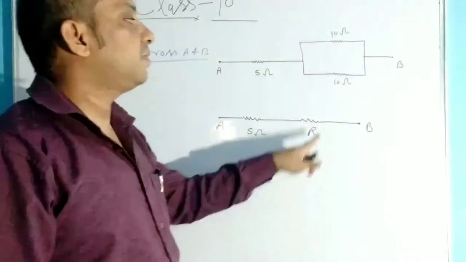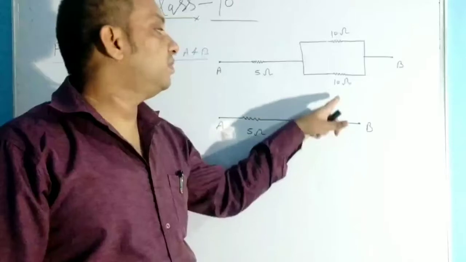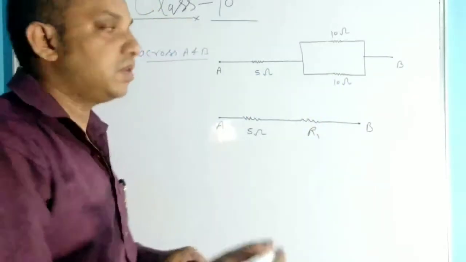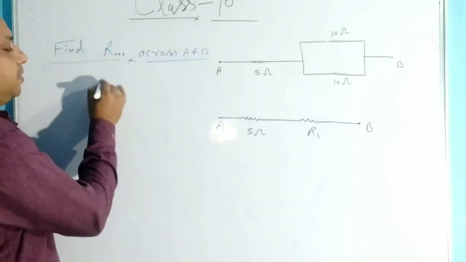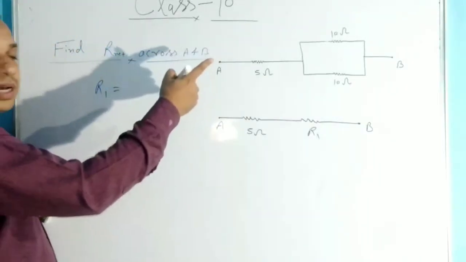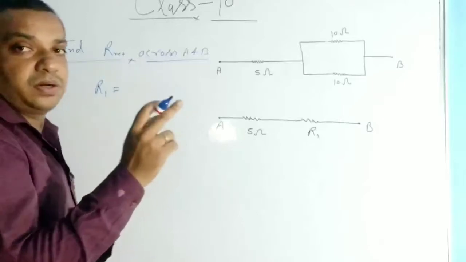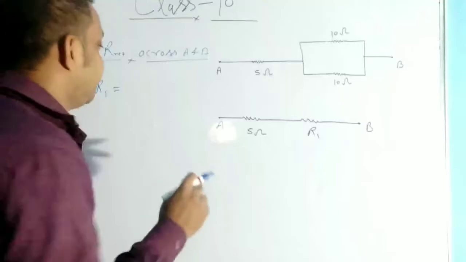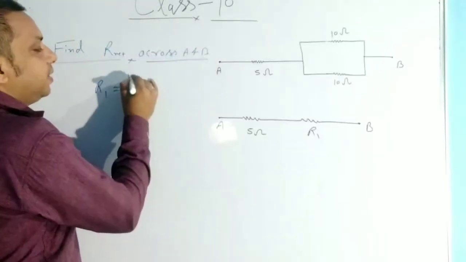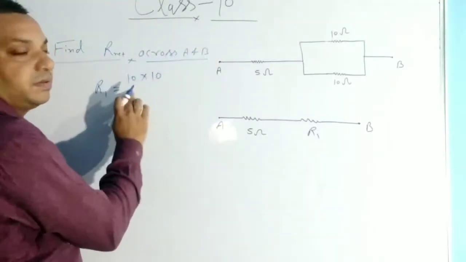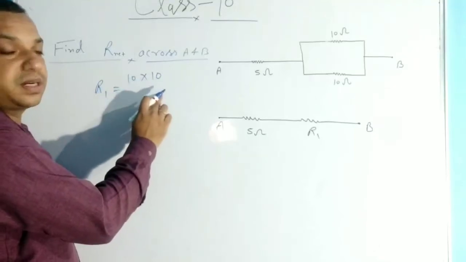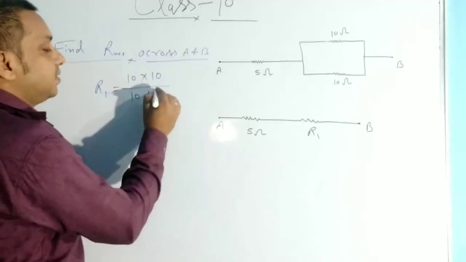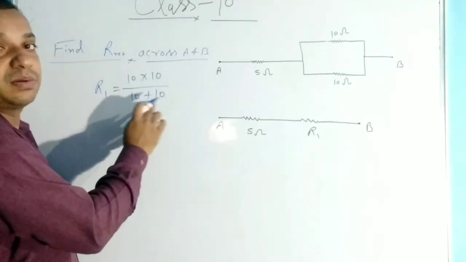How can we find this R1? R1 is basically the R net of these two parallel resistances. So what is the formula for the parallel combination of resistances? I already told you, you should memorize the formula: R1 R2 upon R1 plus R2. So here you just multiply 10 into 10, first resistance multiplied by the second resistance, divided by the first resistance plus the second resistance.